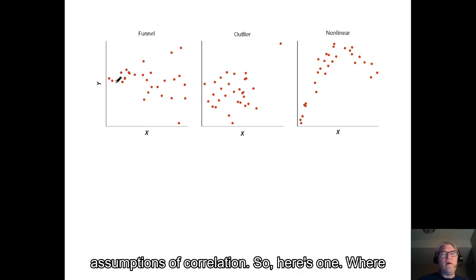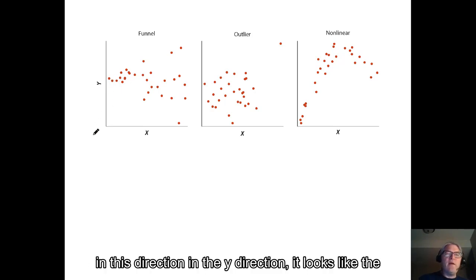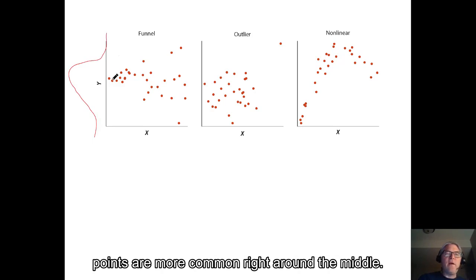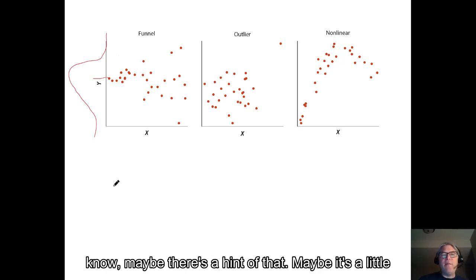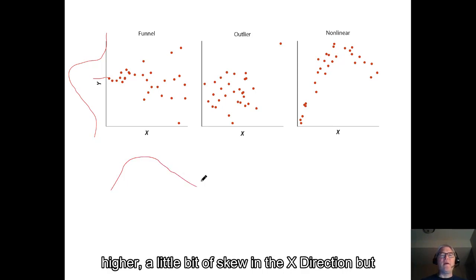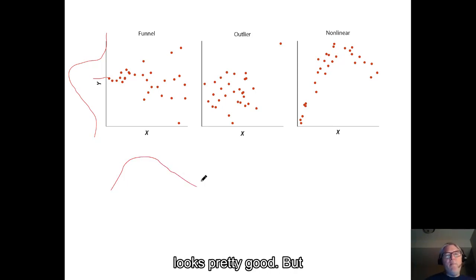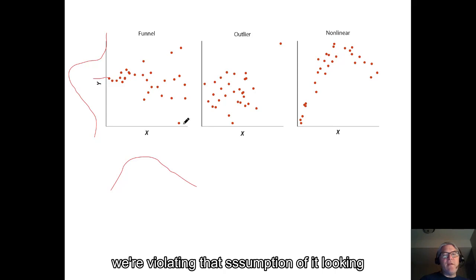So here's one where, in the y direction, it looks like the points are more common right around the middle here. There's a lot of them. And maybe there's a hint of that. Maybe it's a little higher, a little bit of skew in the x direction, but it looks pretty good. But we're violating that assumption of an ellipse.